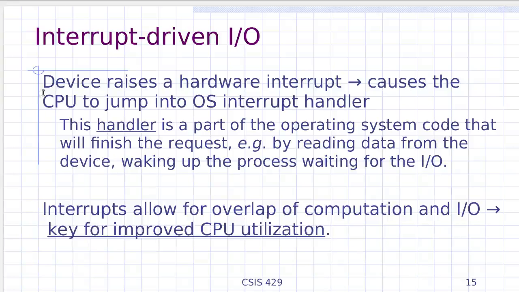Okay, so the rough idea is that you get this hardware interrupt, you cause the CPU to jump into this interrupt handler. There's a lot that happens in here. This handler is part of a device driver that the operating system loads into memory, so it's considered part of the operating system code that will handle any kind of event from devices in general, for example, reading data from a hard drive or writing data to a hard drive. And then once it's done, it'll wake up that process waiting for the I/O.